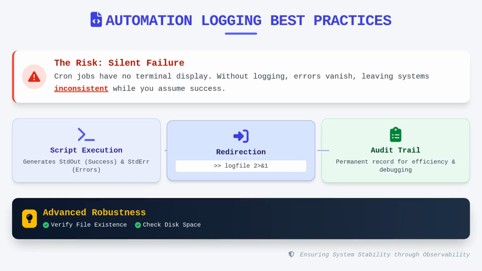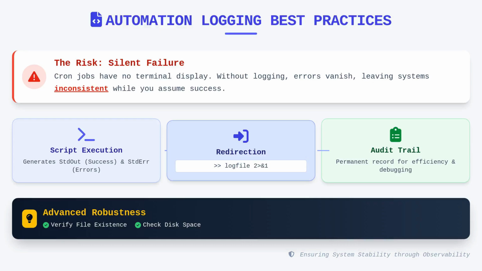When writing scripts for automation, it is best practice to redirect output to a log file to ensure you have a record of success or failure. Since cron jobs do not typically display output to a terminal, any error messages generated during execution might otherwise be lost. Appending both standard output and standard error to a file, using the common redirection syntax, allows you to audit your automated backups or cleanup scripts efficiently.